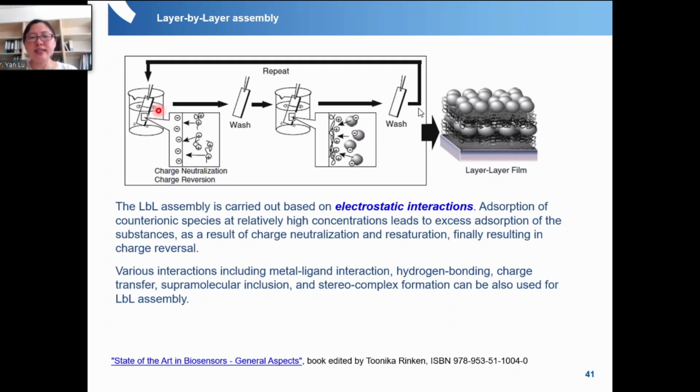And so here, the interaction I introduced is electrostatic interaction, which you can use, of course. And you can also use other interactions for layer by layer assembly, for example metal ligand interaction, hydrogen bonding, or some supramolecular inclusion. So there are different interactions you can use for layer by layer assembly.